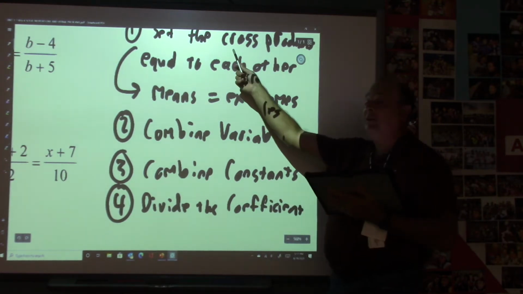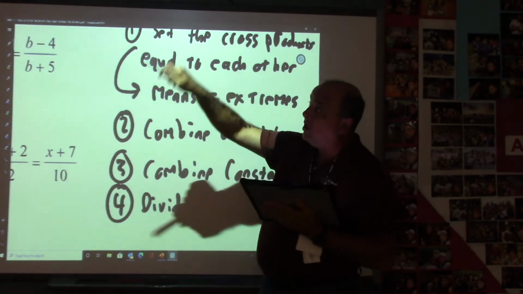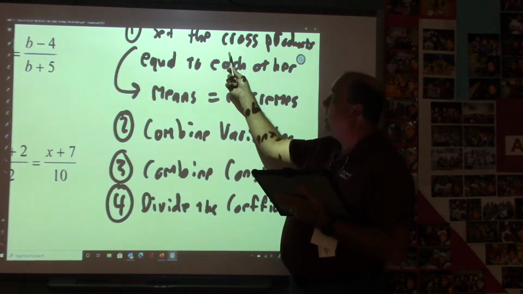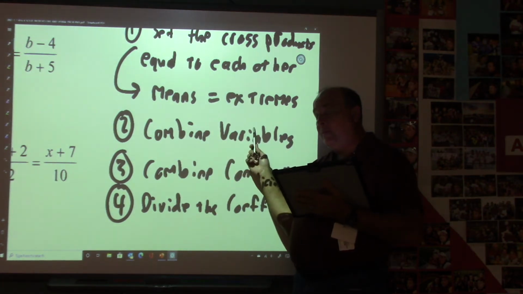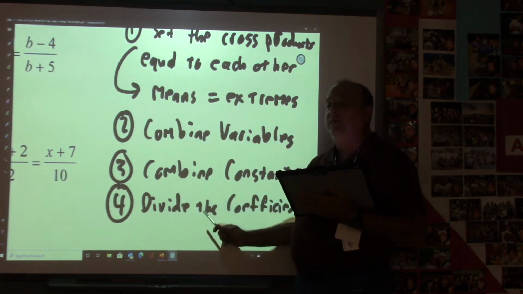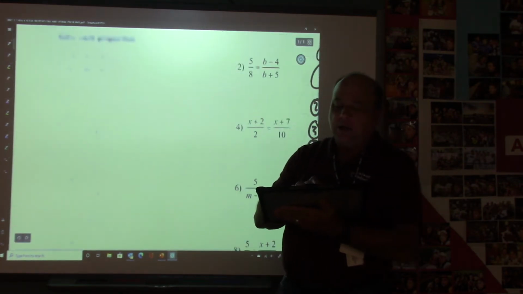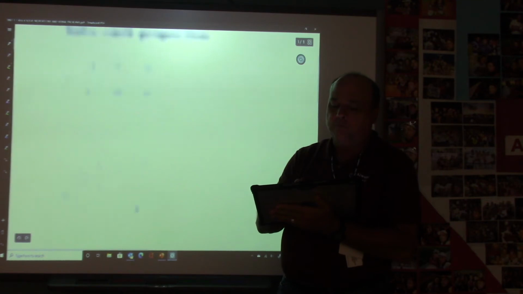Okay, so we're going to set the cross products equal to each other. You cross multiplied last year, but then you just divided. On this one right here, after we cross multiply, we're going to have to combine the variables, combine the constants, and then divide the coefficient. Okay, so we're going to have a little bit more steps here. Okay, let's go to number 1.